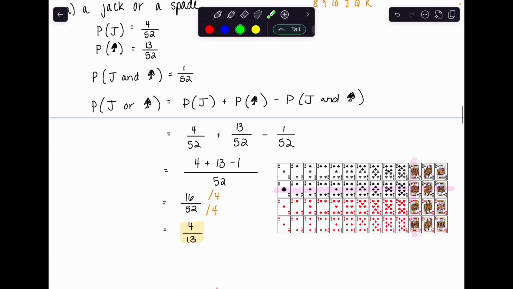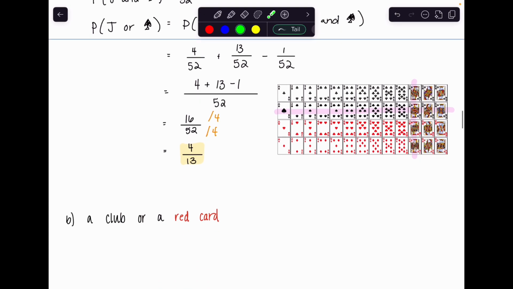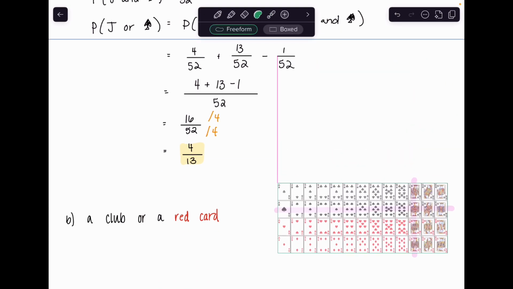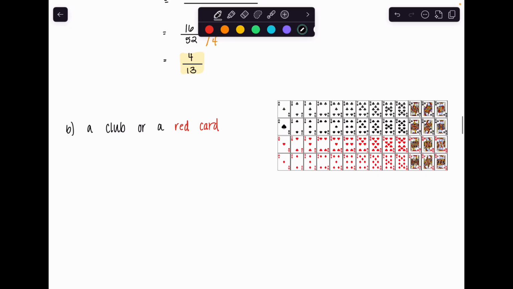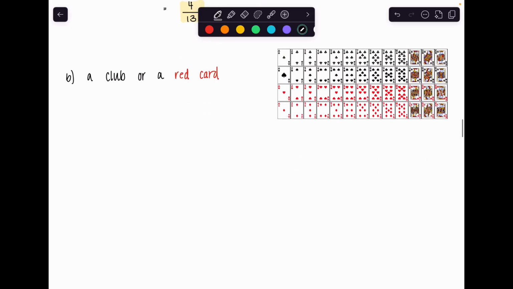Okay. So let's try another example of this. I'm going to bring this photo down just to have. Let's get rid of the stuff on it. Let's find the probability of getting a club or getting a red card.